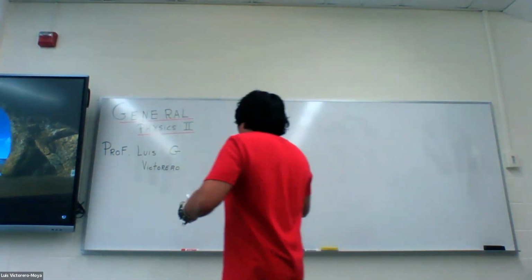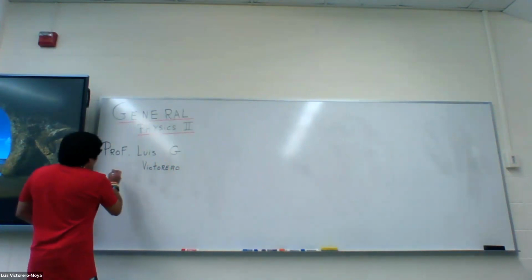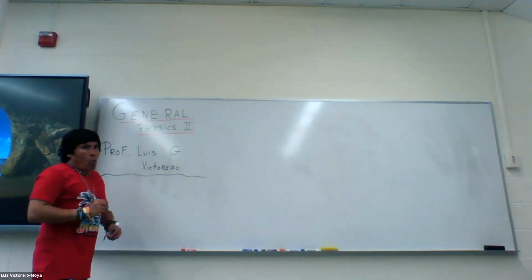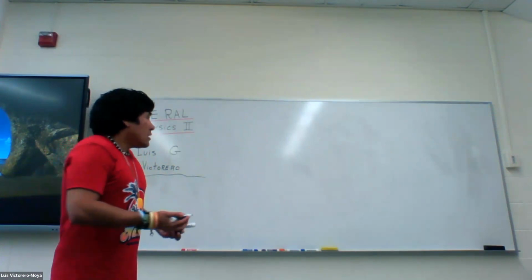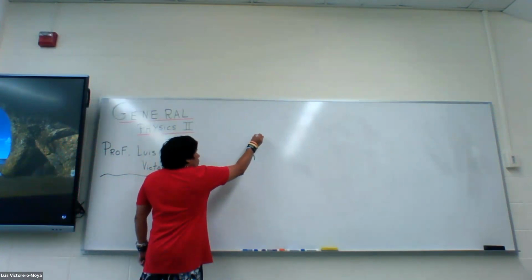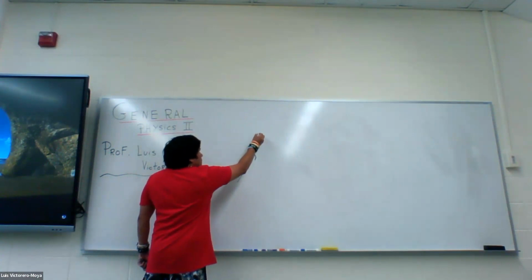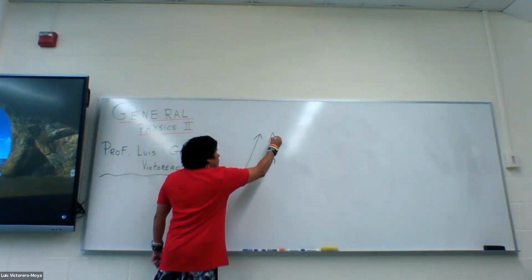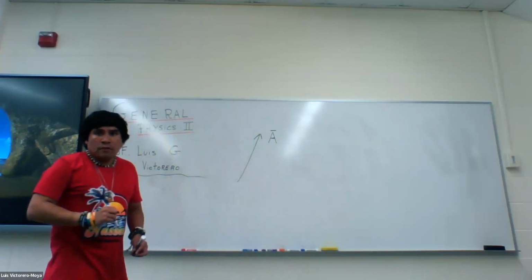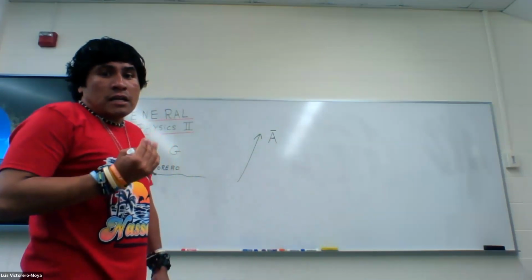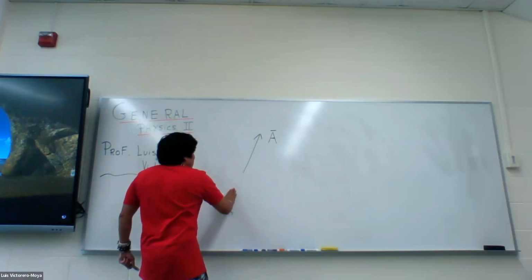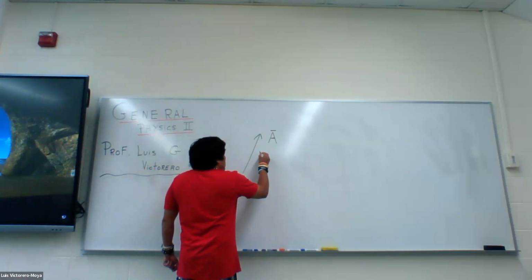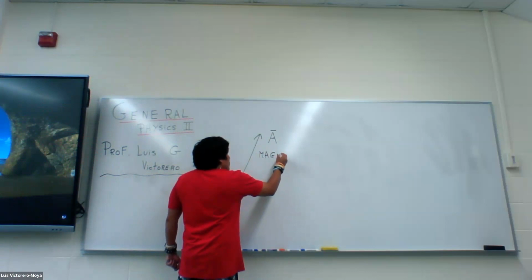Basically, what you did in physics 1 was introduce what a vector is and what a scalar is. So if I were to draw this, and you have this type of notation, you will immediately remember that that is a vector. A vector has two properties. It has magnitude and direction.